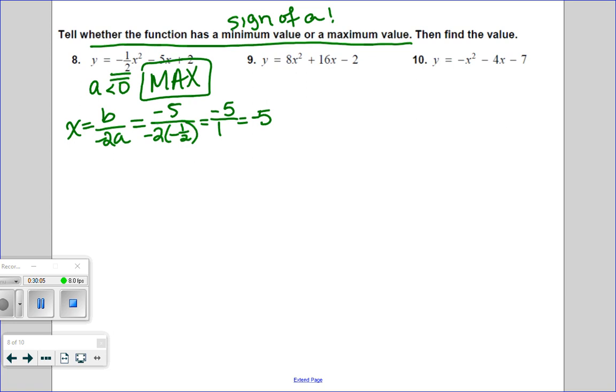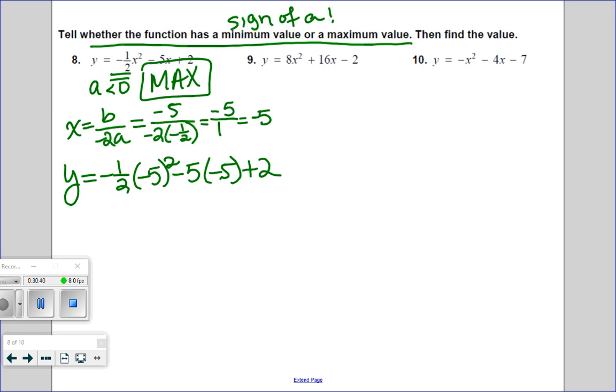And then that's not my max or min, but it tells me what I can plug in for x to find my y coordinate, which is my max or min. Okay, so now that I know that x is negative 5, I come back into the function and plug that in for x. My max or min is the y value, so that's what I'm solving for now. Whatever that whole string of computation is, that's my max for this parabola.